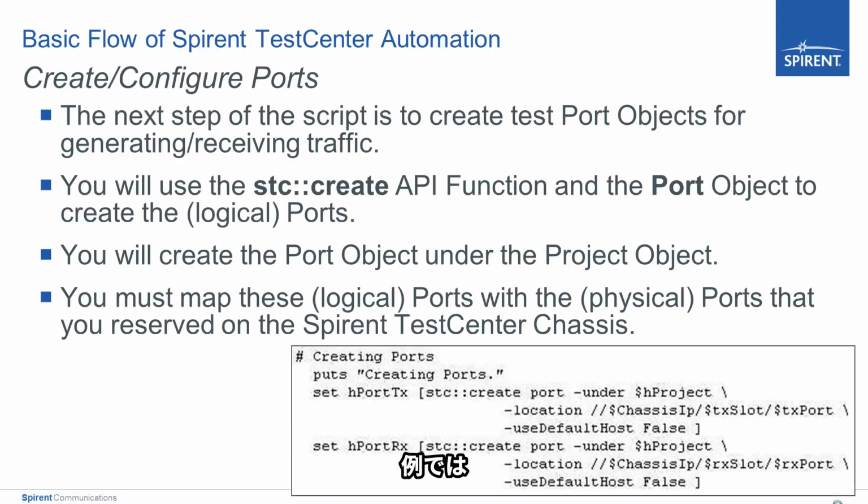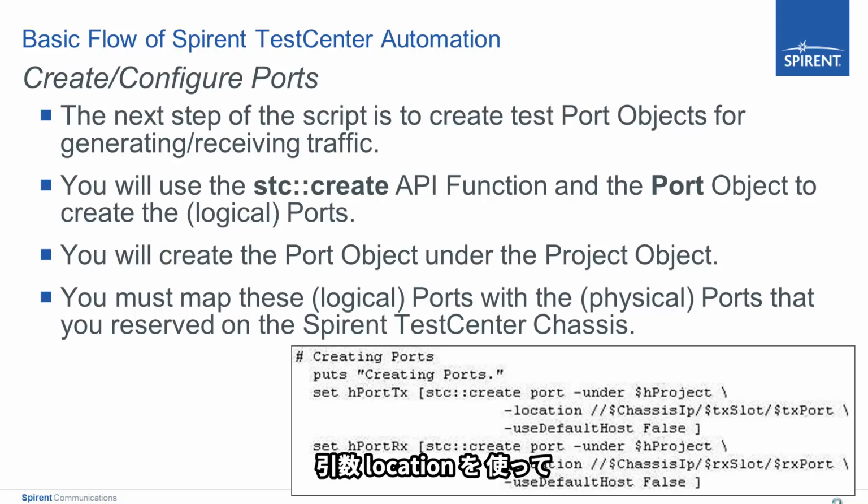You'll notice in our example, we perform a puts, and then we are going to create 2 ports. Handles are going to be hPortTx and hPortRx respectively. You'll notice that we are creating them under the project handle of hProject. We're using the $ sign because we want the value of that handle.